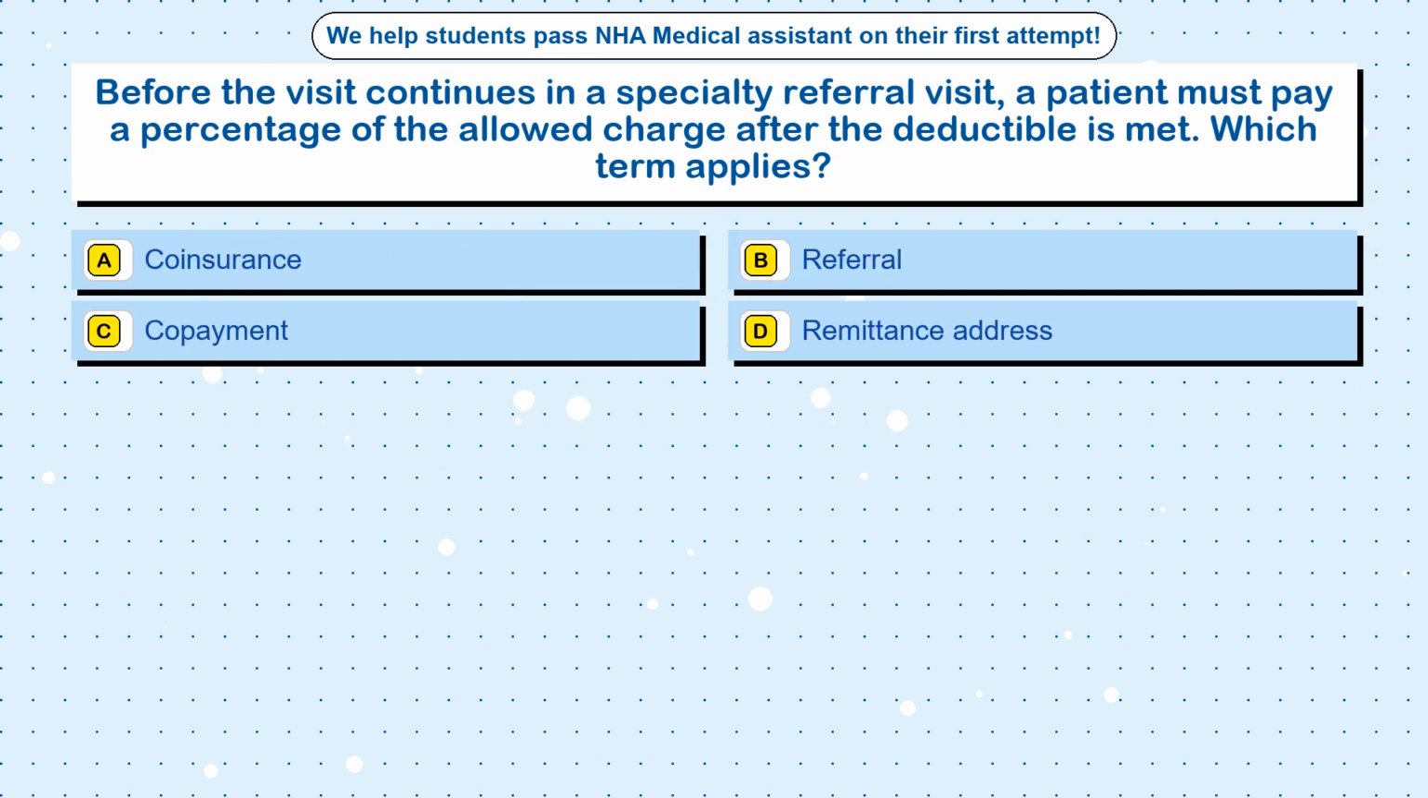Question 55. Before the visit continues in a specialty referral visit, a patient must pay a percentage of the allowed charge after the deductible is met. Which term applies? Option A, coinsurance. Option B, referral. Option C, copayment. Option D, a remittance address.